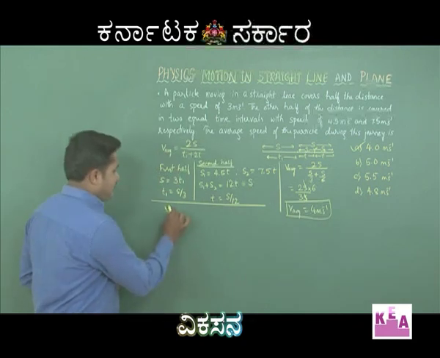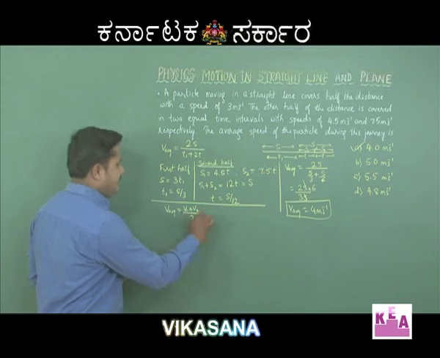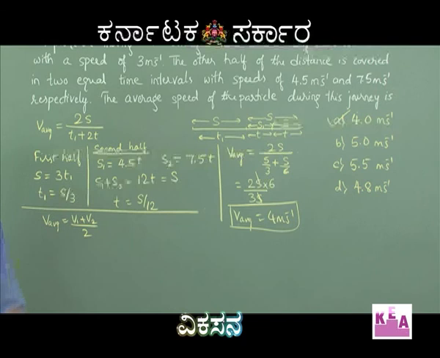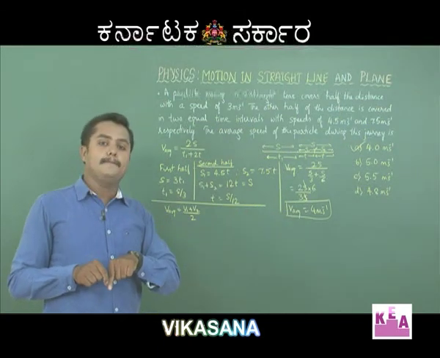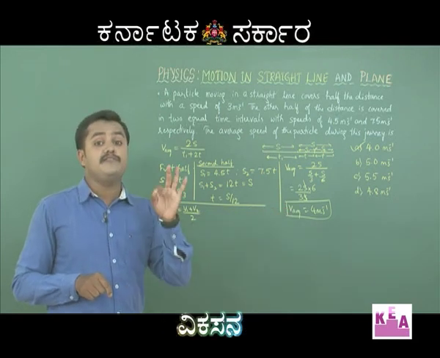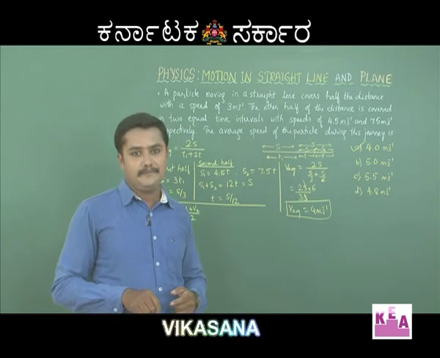So, V average is (V1 plus V2) divided by 2 when time is divided. I have one more formula, that is when distance is divided. How do we divide distance? Same, when the particle moves from A to B and comes back to A. Here the total journey is divided in terms of distance. If that is the case, the formula is different.